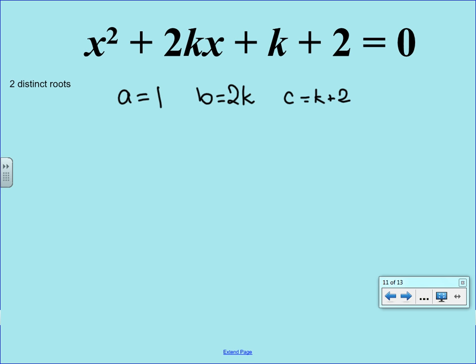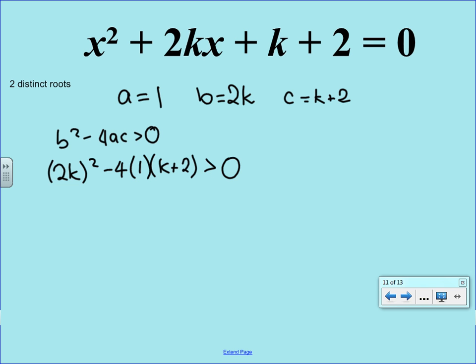Okay. And we know we want b squared minus 4ac to be positive. So 2k squared, excellent use of brackets, minus 4 times k plus 2, bigger than 0. 4k squared minus 4, forget about the 1, k plus 2. Yeah, 4 times 1 is 4. So 4k squared minus 4k minus 8, bigger than 0. So we've got a quadratic.